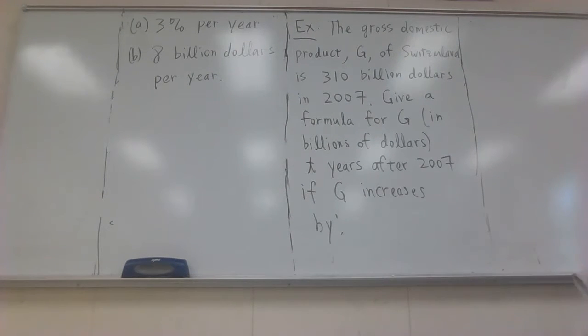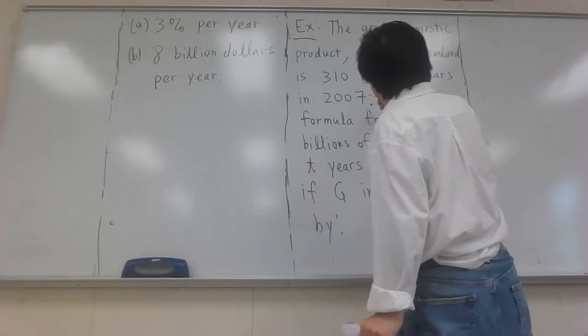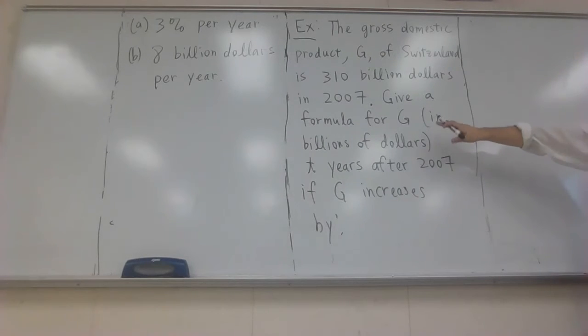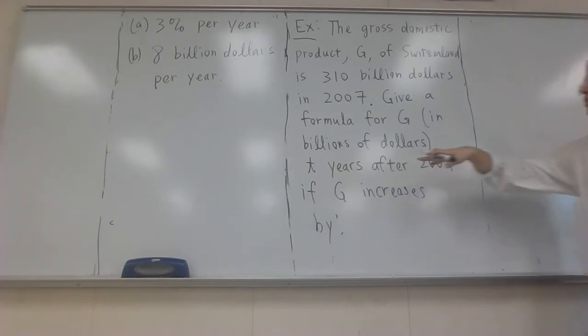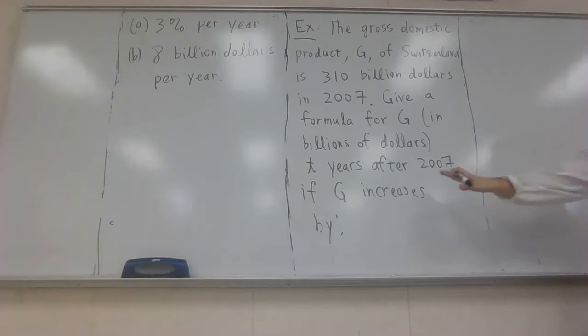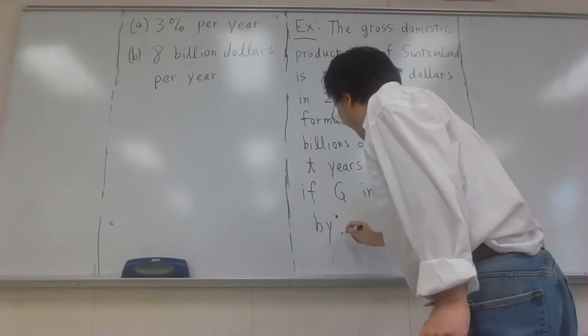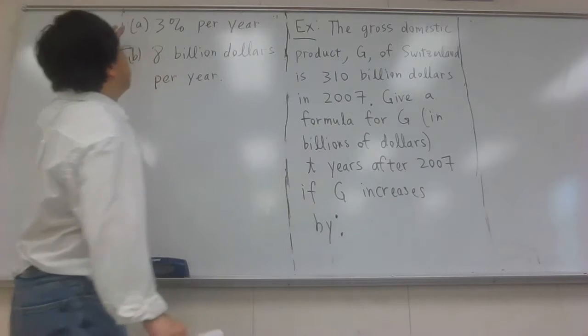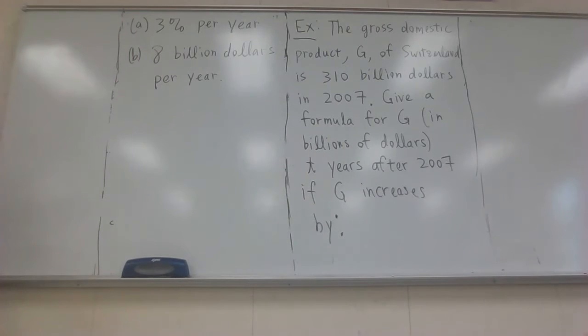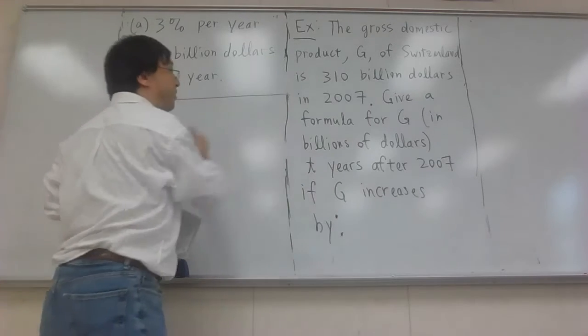Okay, so let me just read this again. The gross domestic product G of Switzerland is $310 billion in 2007 AD. And you're asked to give a formula for this gross domestic product G, in units of billions of dollars, t years after 2007 AD, if G increases by, and the two possibilities, one, if it increases by 3% per year, and the second possibility is if it increases by $8 billion per year. Okay, so here's the answer.